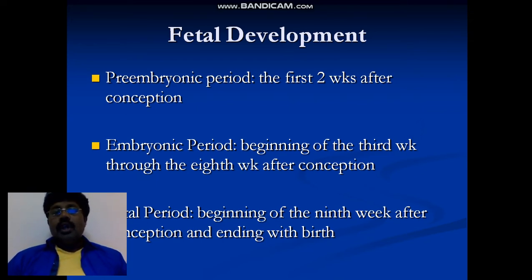From conception up to 2 weeks is called the pre-embryonic period, and the embryonic period is from the 3rd week till the end of the 8th week. The fetal period starts after the 8th week, that means from the 9th week till the time of birth. So there are three periods of development: pre-embryonic, embryonic, and fetal.